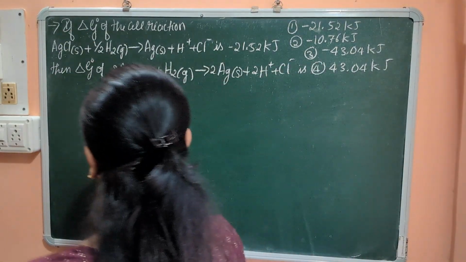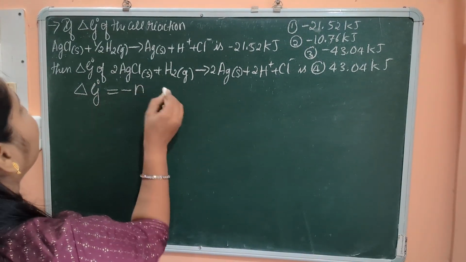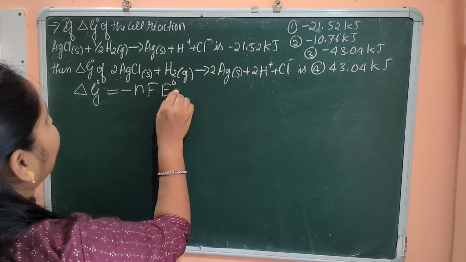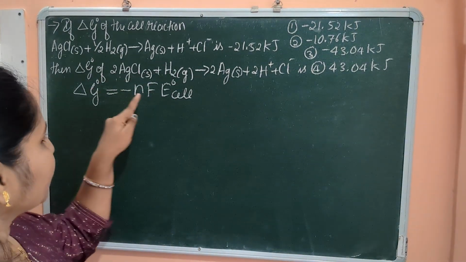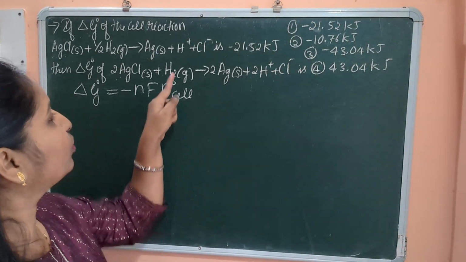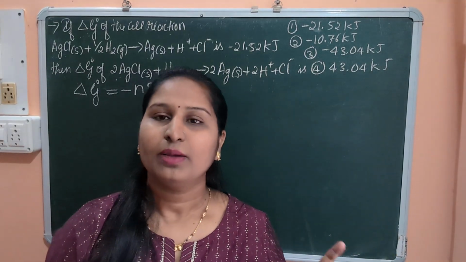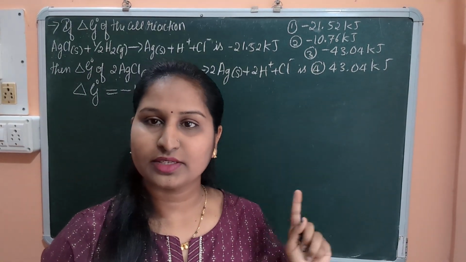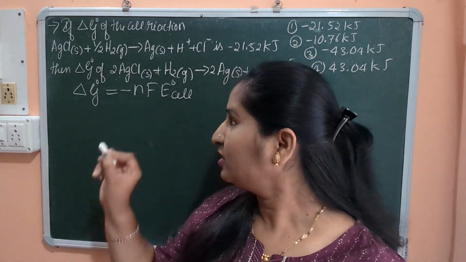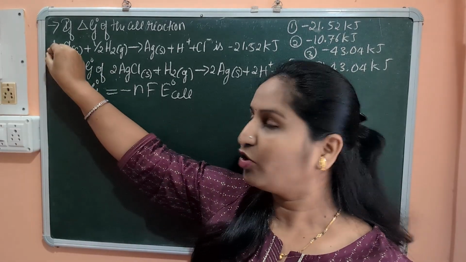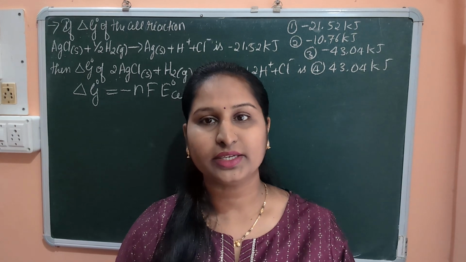The formula to calculate the Gibbs free energy change is delta G naught is equal to minus N into F into E naught cell. Okay, this is the formula. But here the standard electrode potential of both the reactions, that is reactions 1 and 2, remains the same. Even though they have not given it, the standard electrode potentials of both reactions remain the same, because the standard electrode potential does not depend on the stoichiometric ratio, 1 mole of AgCl or 2 moles of AgCl, because electrode potential is an intensive property.